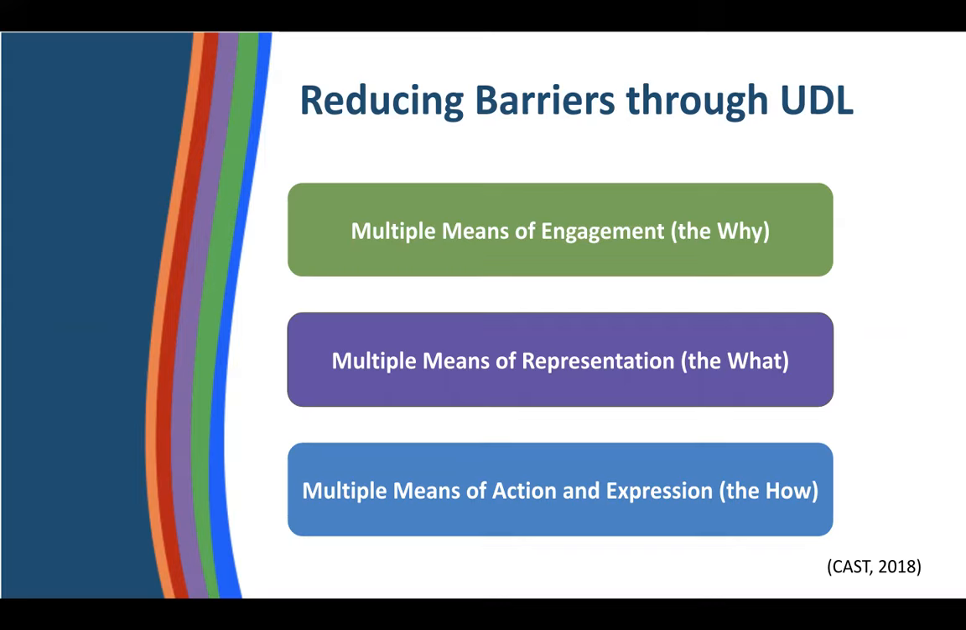The second principle is providing multiple means of representation, or the what that students take in. This principle aims to ensure that all learners can access the materials and environment. And finally, providing multiple means of action and expression, or the how that students participate and demonstrate their knowledge. This principle encourages flexible means to achieve learning goals.